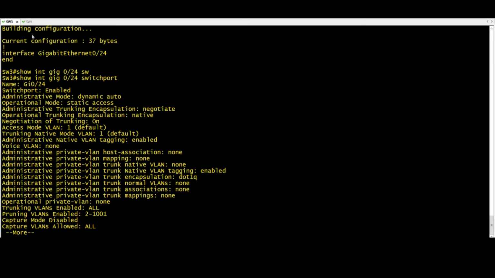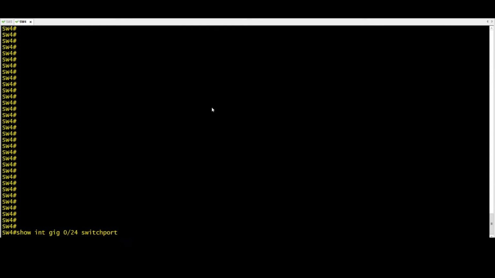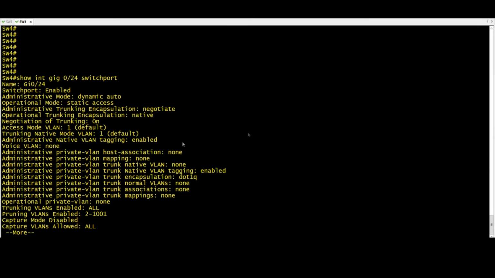So let's go over to switch 4 before we move on. And we're just going to highlight this command, take it over, paste it in, save a bit of time. And we can also see that, just as we expected, it's auto by default, and because both sides are auto, the output of DTP is it does not form a trunk.